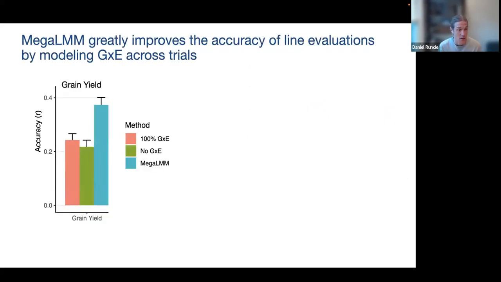But it seems to work. So this figure compares the accuracy with which we can effectively impute or predict the grain yield in each of these trials, based on the genetic data and the relationships among trials. In this figure, I'm showing the average prediction accuracy averaged over almost 188 trials. In blue is our method, MegaLMM, and then in red and green are two reference methods that we're using. The red bar, I'm calling 100% G by E.